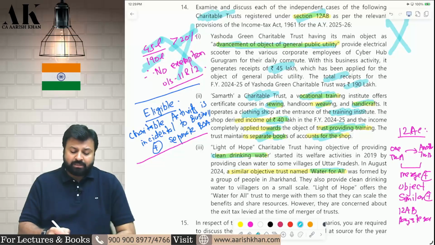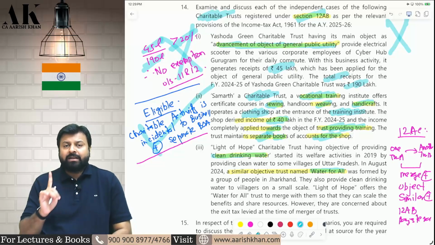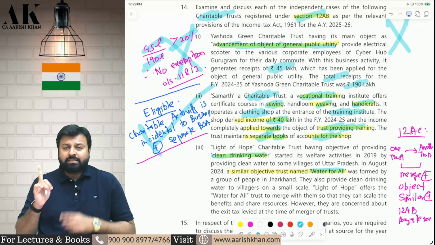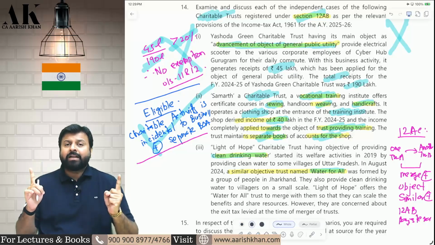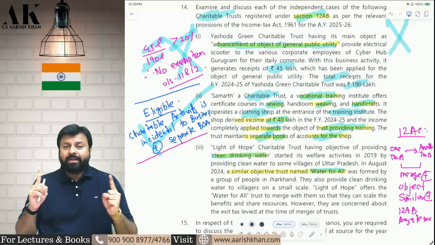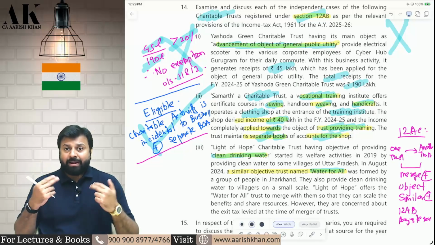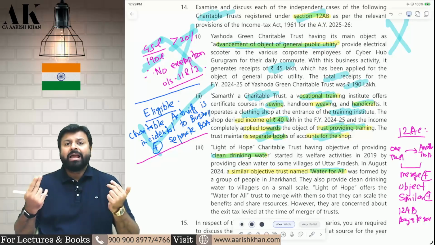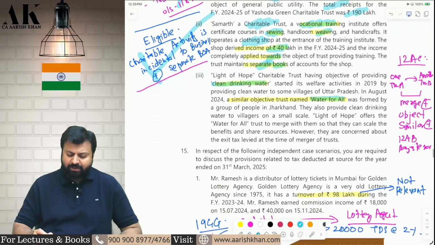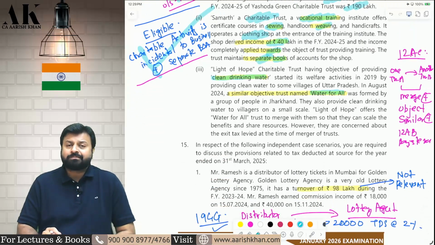Can they claim exemption? The answer is yes. A charitable trust can have a business activity which is incidental to its charitable activity, provided the money is applied for charitable purpose and they maintain separate books of accounts. So here, whatever money is coming from sale of cloth, they are applying for the purpose of what? Training institute, and they are maintaining separate books of account. Therefore, they are eligible for claiming exemption under section 11 and 12. I hope it is clear to all of you.